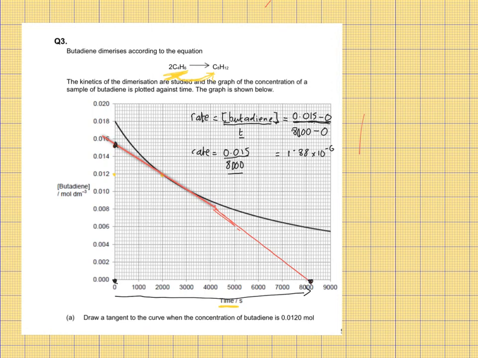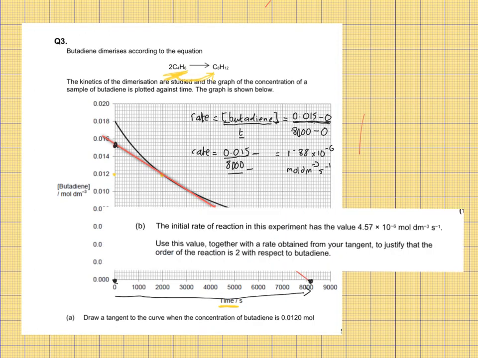The units for rate, because that's moles per dm cubed, it's going to be moles per dm cubed on the top, moles per dm cubed here, and seconds here. So the units of rate are moles per dm cubed per second. In the next part of the question, it tells us that the initial rate of reaction has a value of 4.57 times 10 to the minus 6 moles per dm cubed. Use this value together with the rate obtained from your tangent with this value here to justify that the order of the reaction is 2 with respect to the concentration of butadiene.